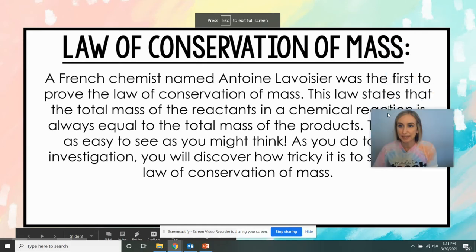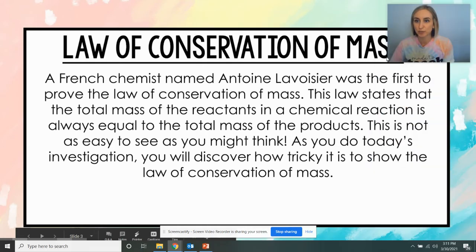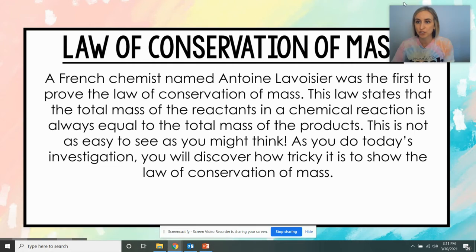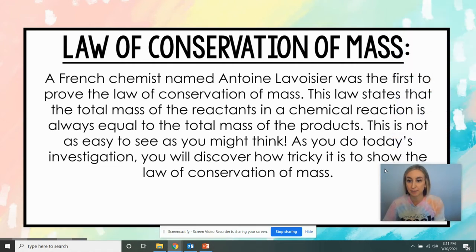All right, let's talk about the experiment that we are doing today. So first off, just a little background information. In science, there is this really cool law, and this law was made and first kind of proven by a French chemist named Antoine Lavoisier, I think is how you say his name. I'm probably pronouncing his last name wrong. He was the first one to prove that the law of conservation of mass is actually true.